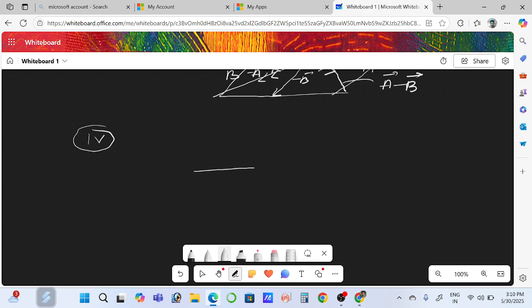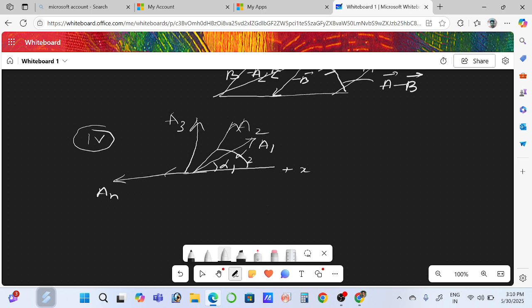Suppose you have more than one vector. Say A1 is a vector, A2 is a vector, and they are acting at an angle alpha 1 with respect to the positive x axis direction, and then again A3 and so on, up to An, which is acting at alpha n. Suppose you want to find out the resultant of these vectors. They are coplanar vectors, meaning they are acting in a plane.